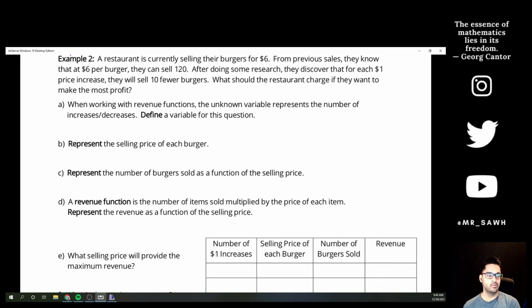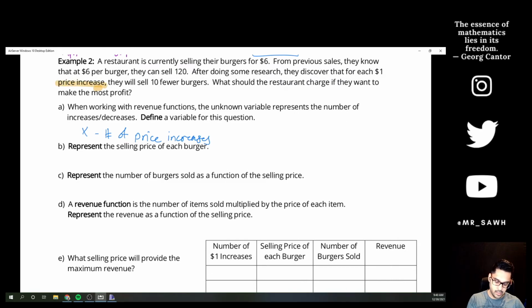Now, when working with revenue functions, you got to define your variable here. Now, there's always two things that could happen. Either you change the price and it goes up, or you change the price and it goes down, right? But the number of times you change that price, that's what we really care about. And that's the thing that's always going to change. So we're going to let x be the number of price increases. And I know I want it to be price increases here because it says straight up in the question that it's a price increase. I'm increasing that dollar amount.